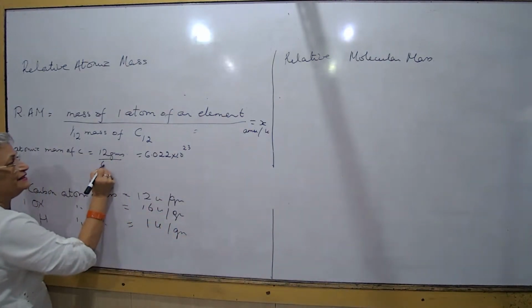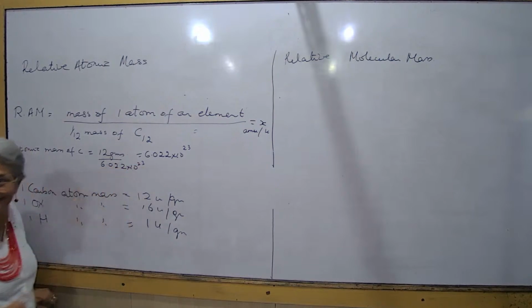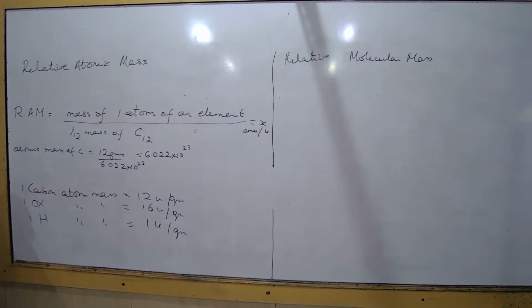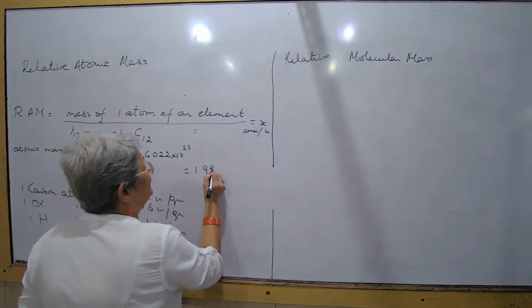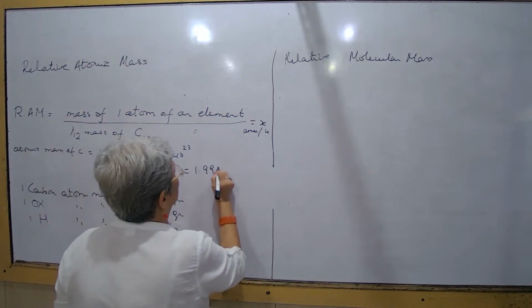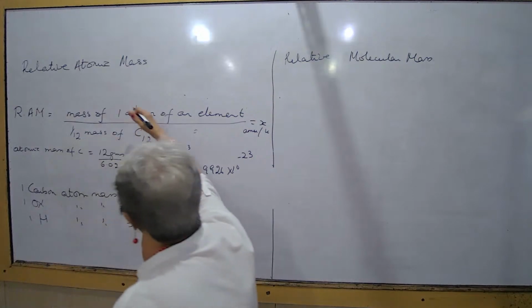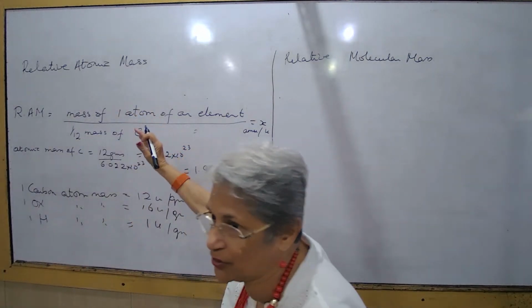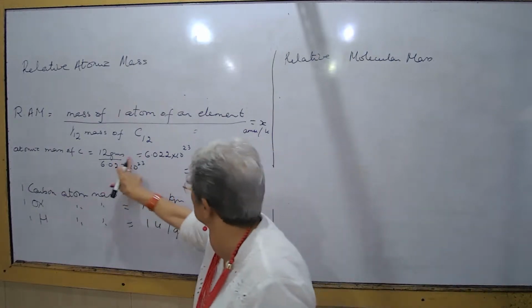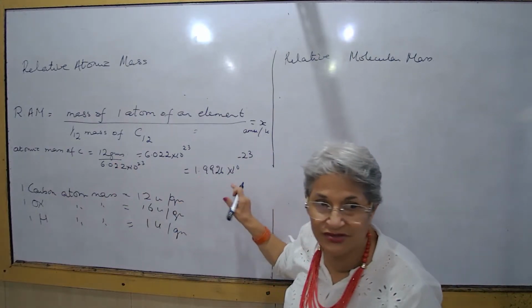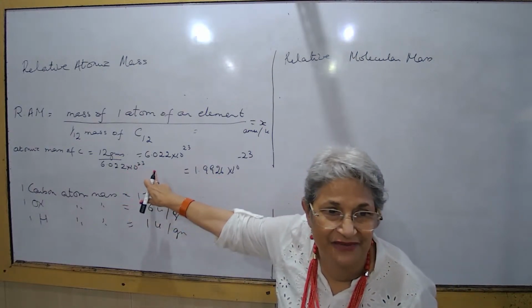This divided by 6.022 into 10 raised to 23. The answer for one atom of carbon is actually 1.9926 into 10 raised to minus 23. The 23 goes on top, so according to the law of indices it becomes minus 23. When you divide these two, you get the value of one atom. So one atom of carbon weighs so much. Then what is 12? 12 is the weight of 6.023 times 10 raised to 23 atoms.